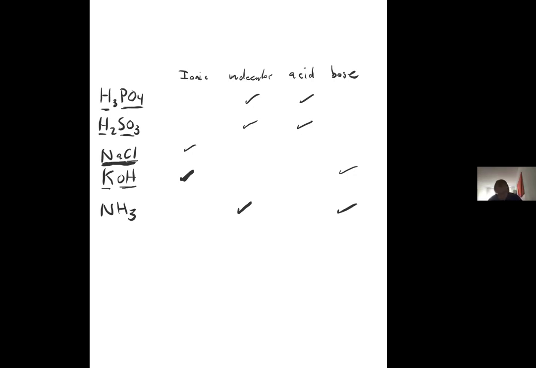So all you're doing in terms of molecular versus ionic is looking at whether it's a metal like sodium with a non-metal, versus a non-metal with a non-metal, like this one right here. That would be molecular. So if it's all non-metals, it's molecular. Now, there are exceptions to that.